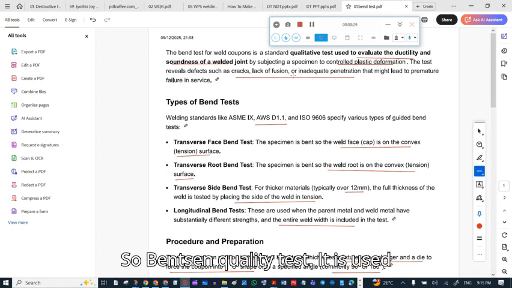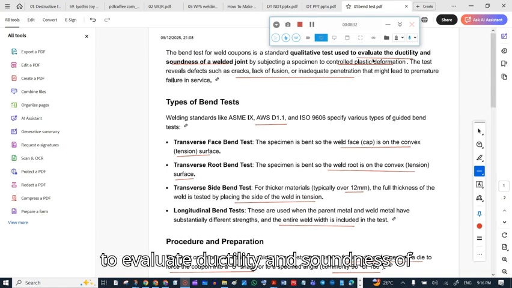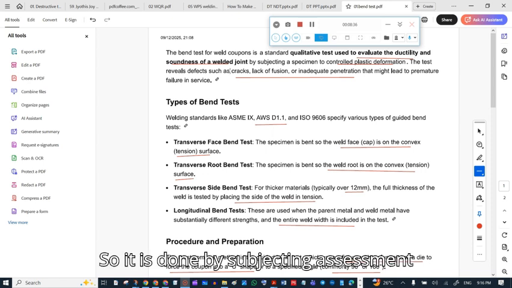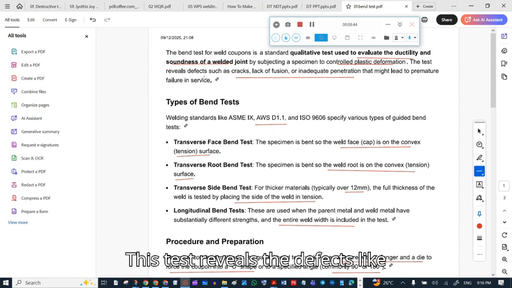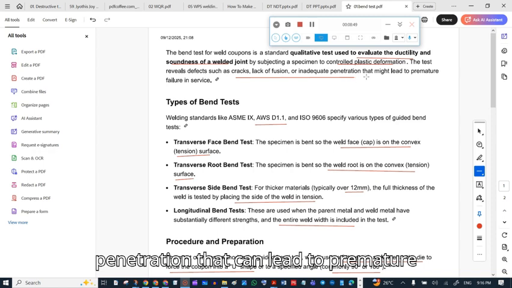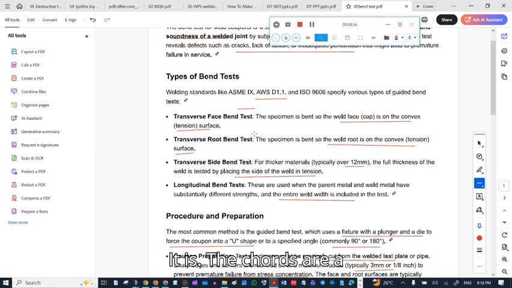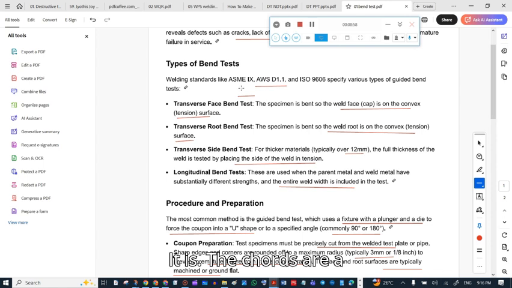So bend test is a qualitative test. It is used to evaluate ductility and soundness of the weld joint. It is done by subjecting the specimen to a controlled plastic deformation. This test reveals defects like cracks, lack of fusion, or inadequate penetration that can lead to premature failure in service. The codes are ASME 9, AWS D1.1 or ISO 9606, etc.